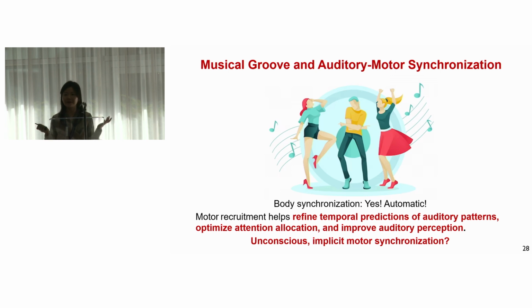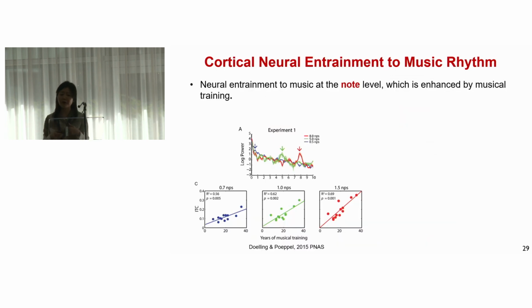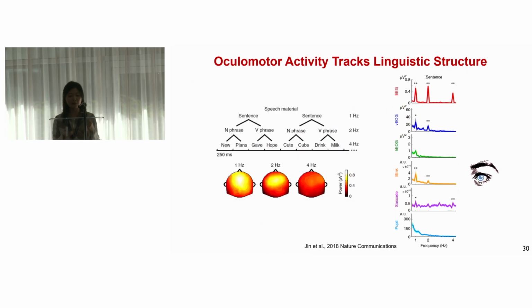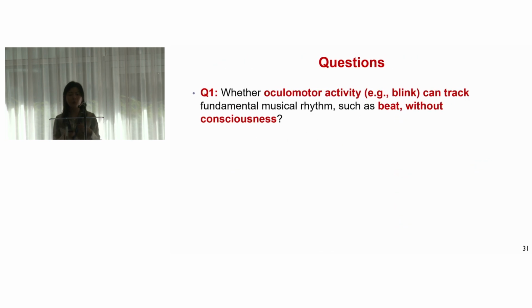without our consciousness. We already know our cortical neural entrainment to musical rhythm structures, whether at the note level or at the beat and meter level. There is one pioneering study that showed that our oculomotor activity can track higher order linguistic structures. In addition to neural oscillations, our blinks actually track those linguistic structures. So this makes us think whether oculomotor activity, especially blinks, can track fundamental musical rhythms such as the beat, without consciousness.